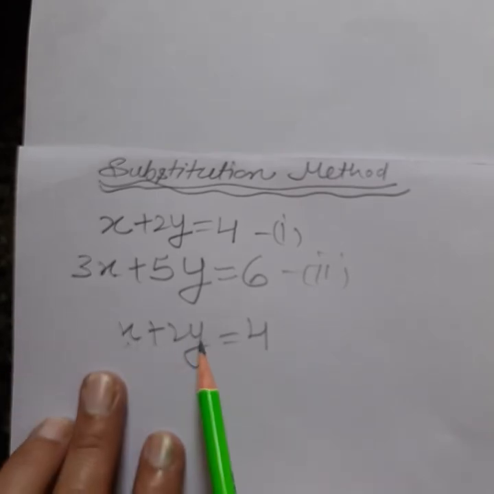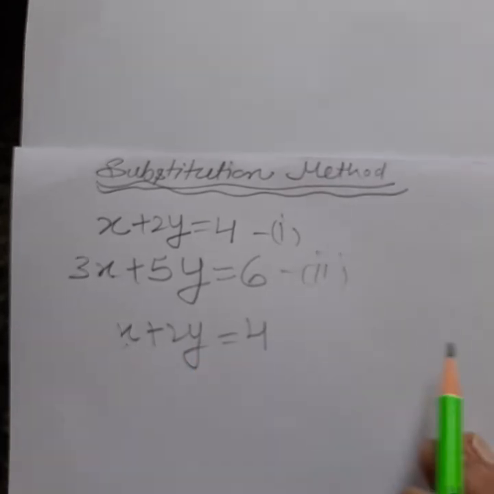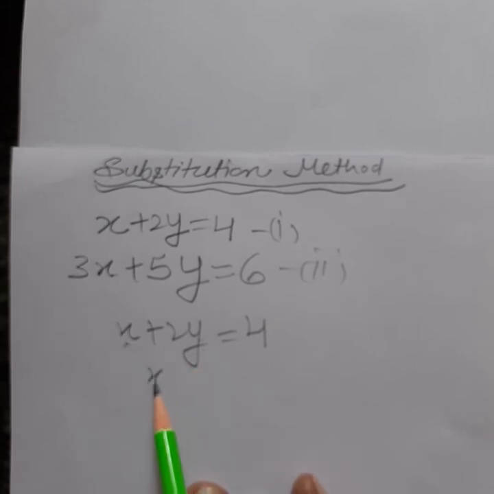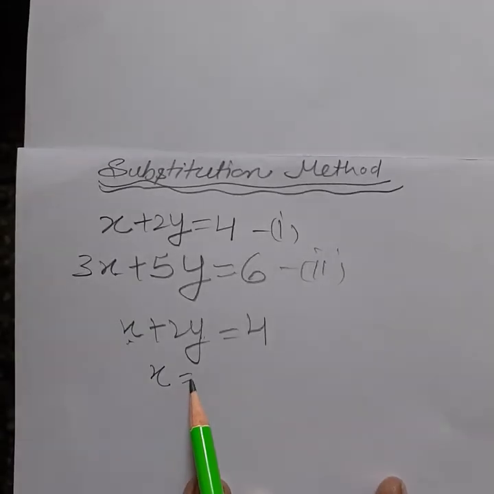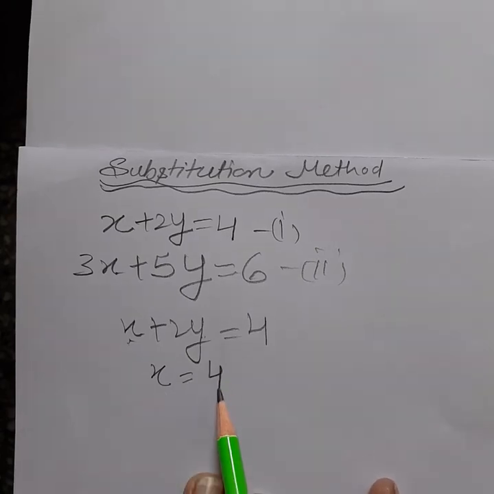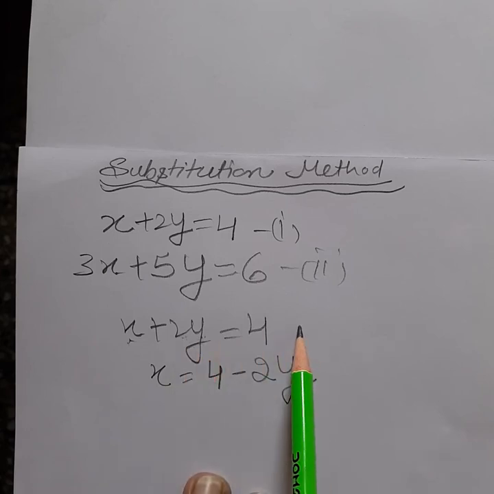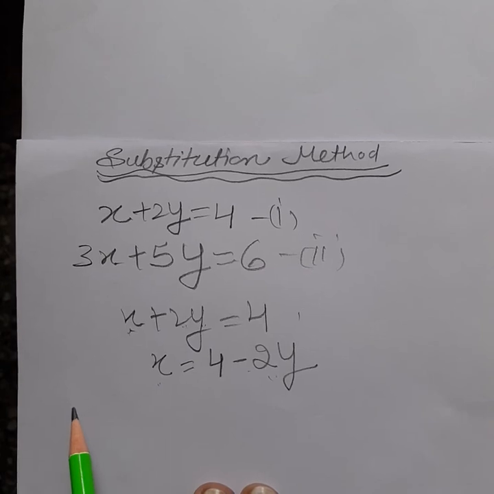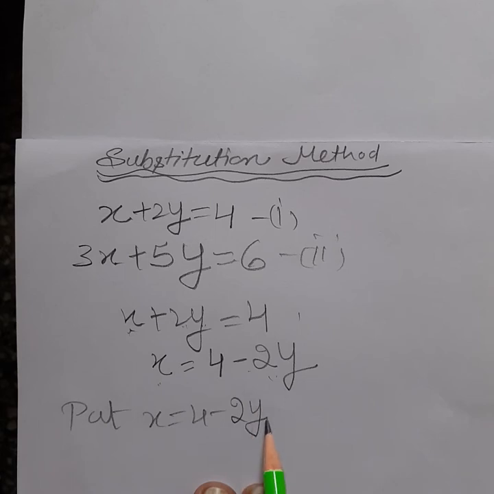You can find the value of either of these two variables, and here we are finding the value of x. The value of x is 4 minus 2y, because we can take 2y to the right hand side, and we get x is equal to 4 minus 2y. Now we have to put the value of x in the second equation, so put x is equal to 4 minus 2y in our second equation.